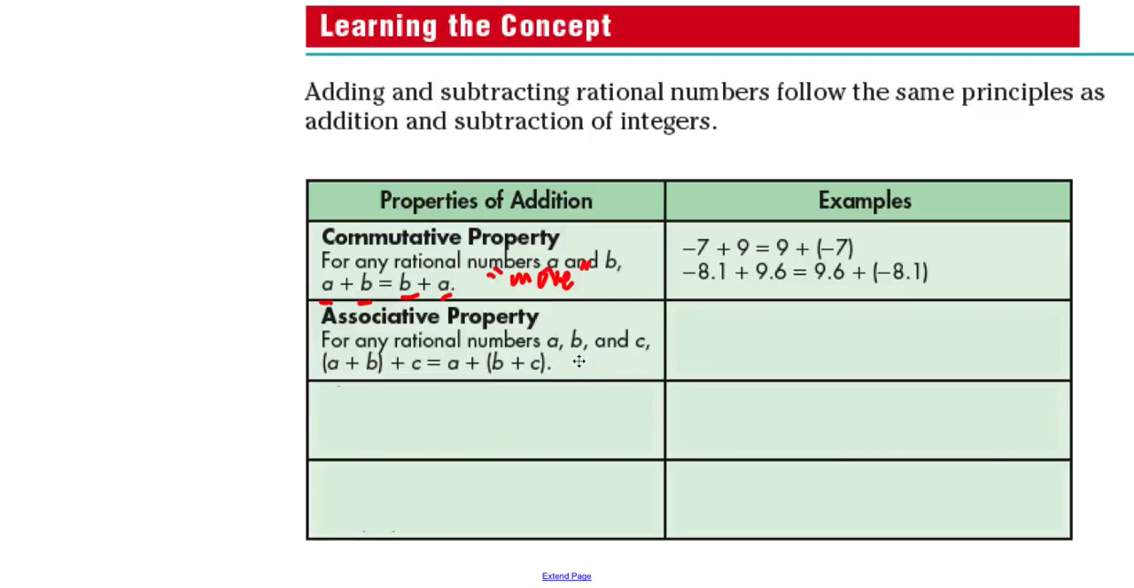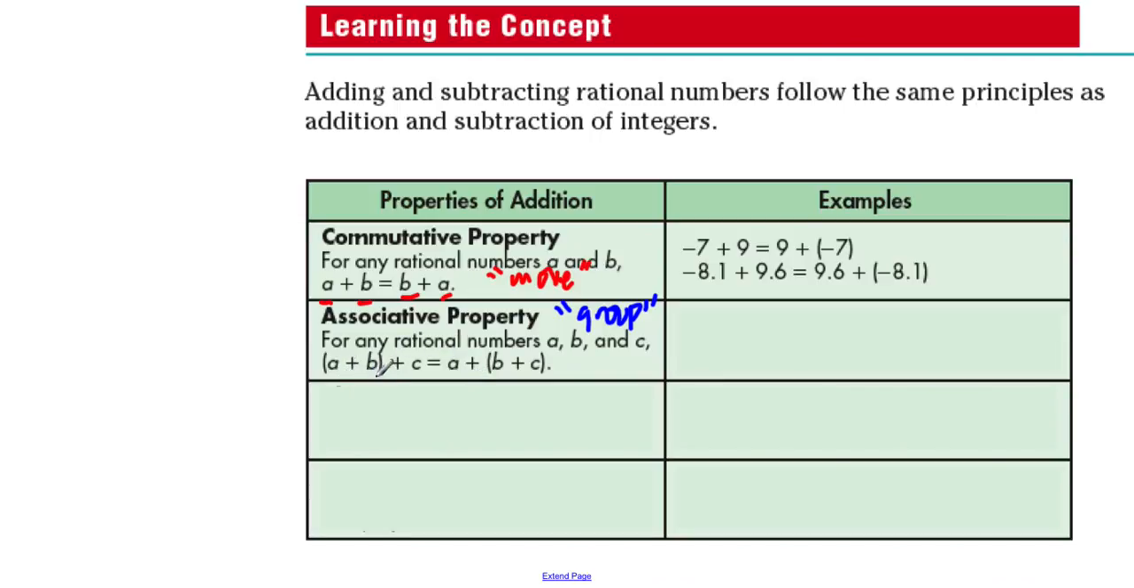For any numbers a, b, and c, parentheses, the quantity a plus b, close quantity, plus c is equal to a plus the quantity b plus c. Now, what do you notice in this case? Associative means to associate. If you're part of an association, you are part of a group. So basically, you are grouping numbers.